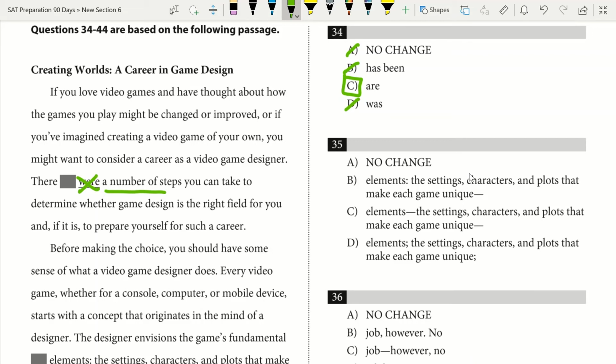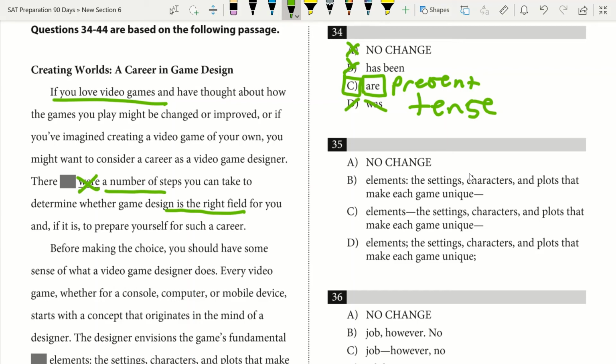Okay, "were" would be past tense. We're talking about present tense. Okay, so we're talking about tense here. We want to keep it present tense. There are a number of steps you can take to determine whether game design is the right field for you. Okay, so that's present tense. We are speaking in the present tense up here, saying if you love video games, that's present tense. So we want to keep that present tense. By maintaining that present tense, we're going to have to use the word "are." Okay, we want to maintain the present tense there.